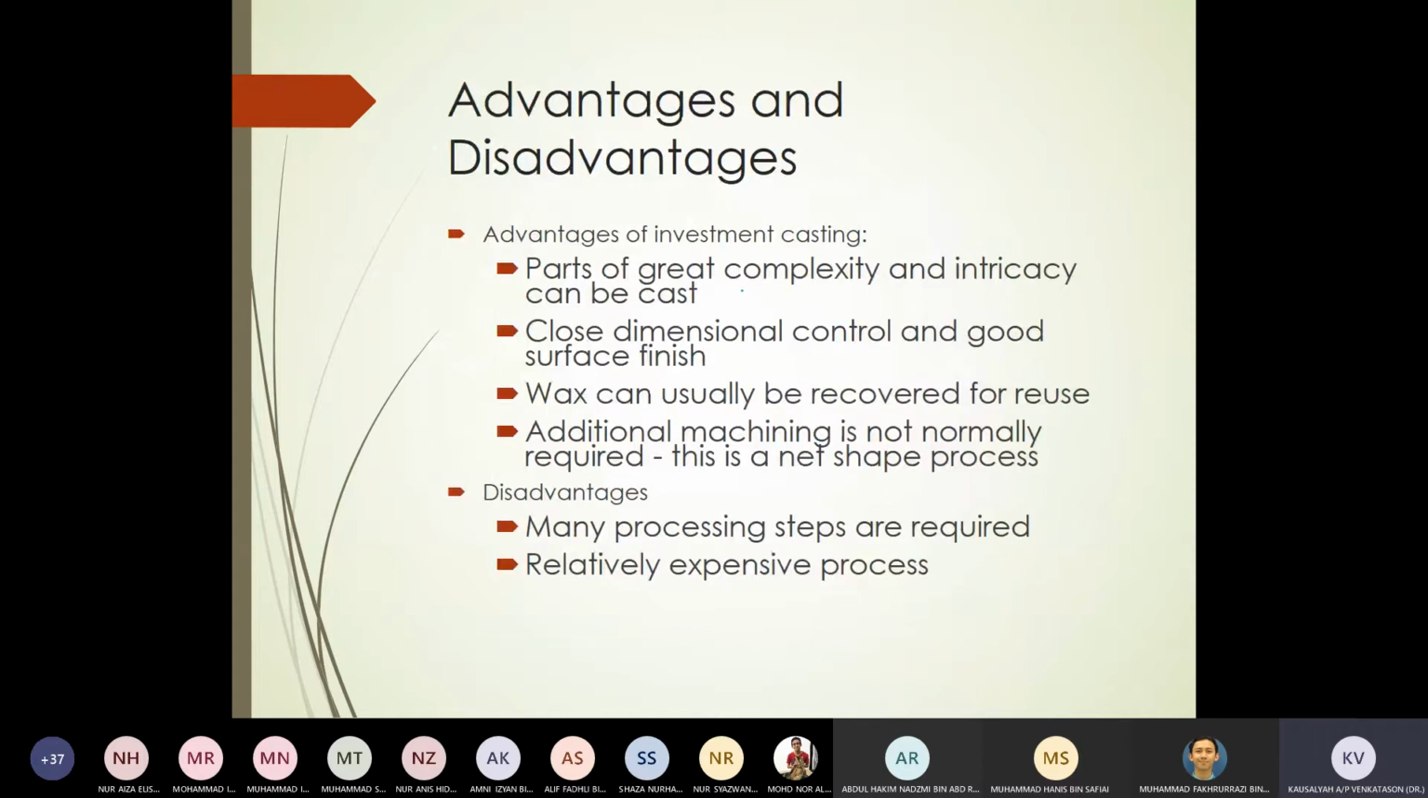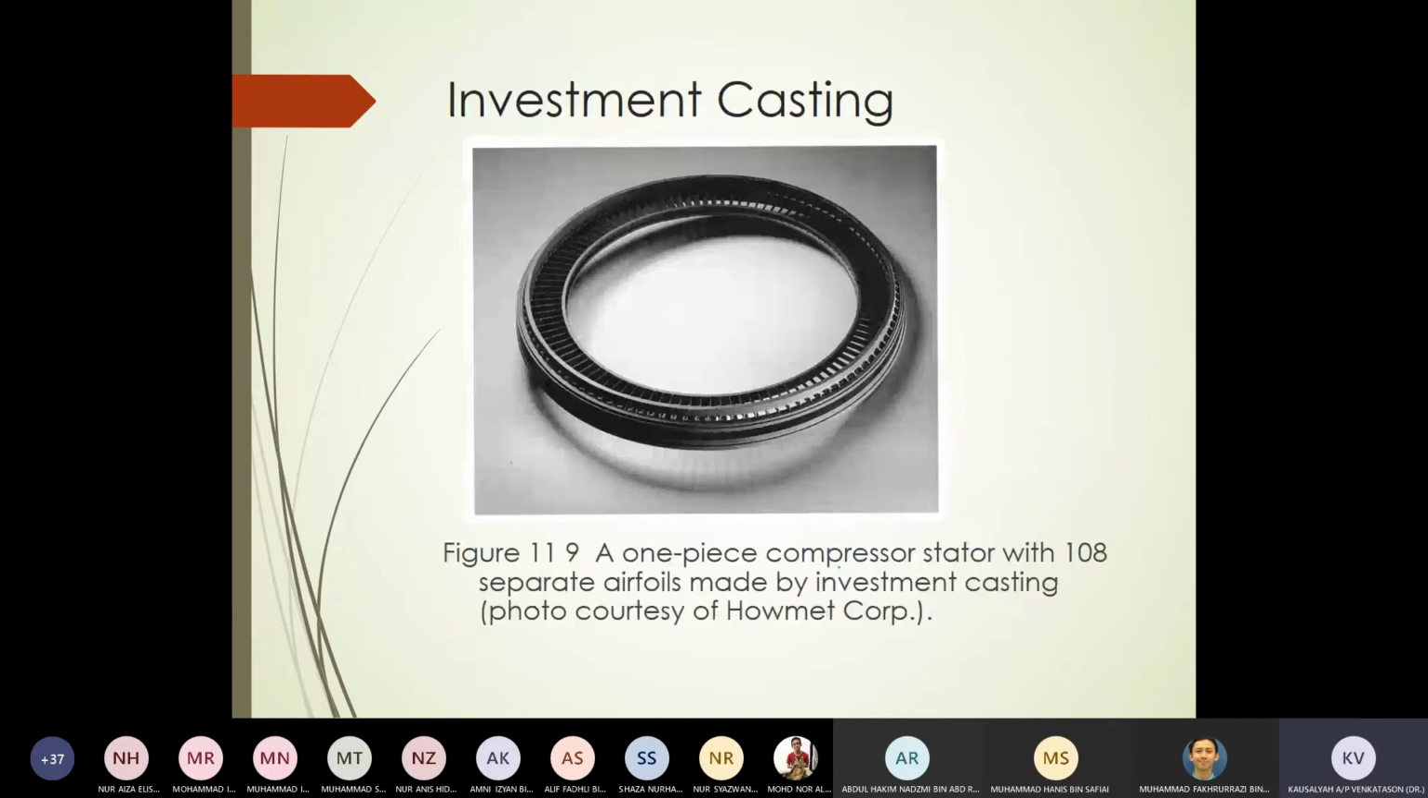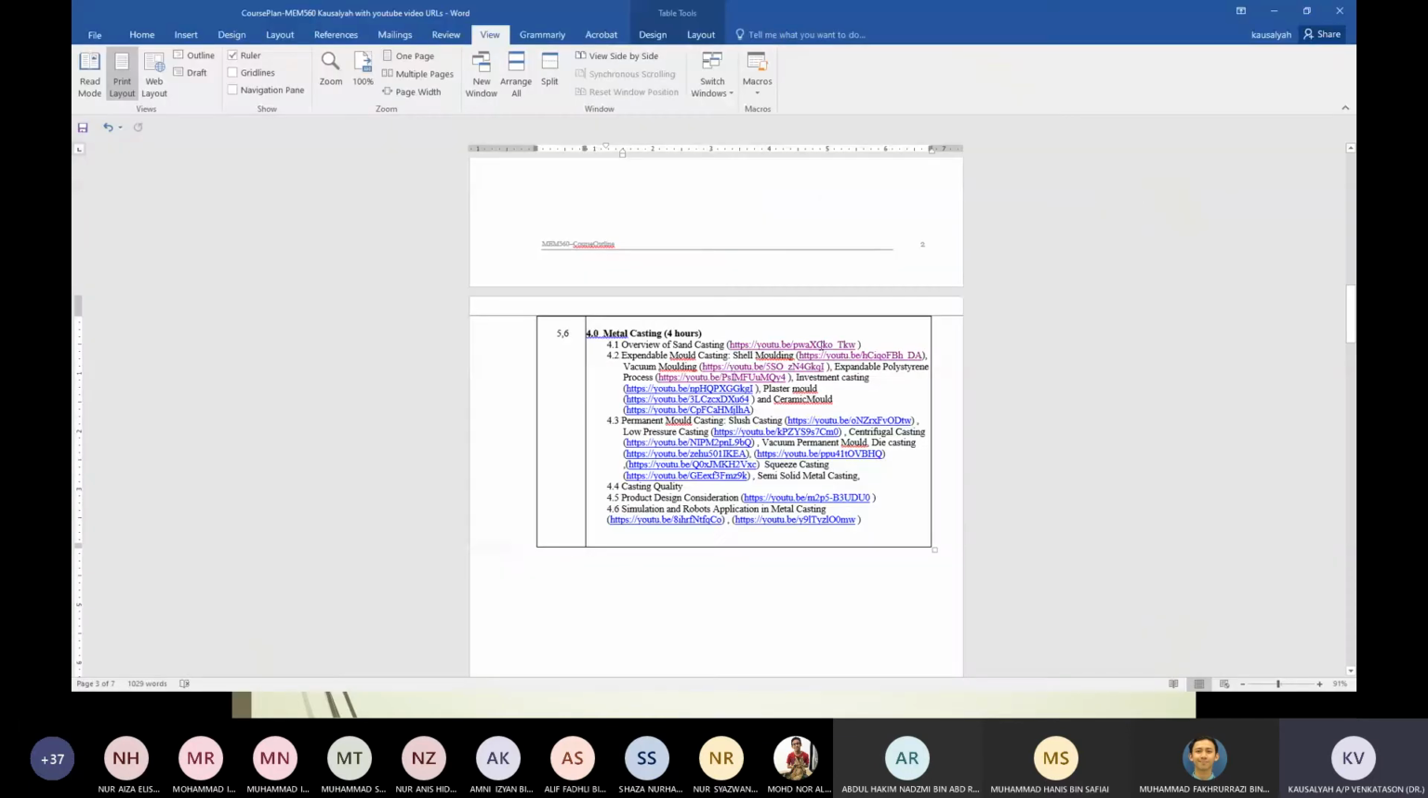Pros and cons. Parts of great complexity and intricacy can be made. Dimensional accuracy and close tolerance and allowance control is good. Surface finish is smooth. Wax can usually be recovered for reuse of this entire process. Additional machining is usually not required because we usually get a net shape product. The cons: many processing steps are required, and this is generally a relatively expensive process. Okay, so we will look at investment casting now.